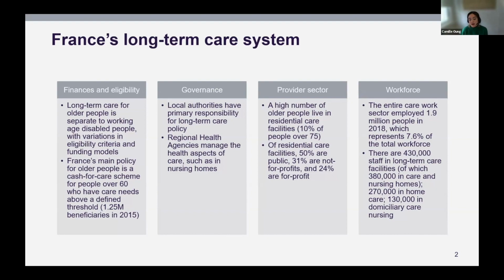And I think this very high number of people living in long-term care facilities has been something to really think about for France going forwards, because as the policy trend has been for more people to want to live at home, it's been a bit of a challenge in terms of how they ensure that domiciliary care, home care, is given sufficient prominence as well. In terms of the workforce, the sector employed 1.9 million people in 2018, which is approximately 7.6% of France's total workforce. The majority of those are concentrated in long-term care facilities, and a much smaller number work in home care and home nursing care.